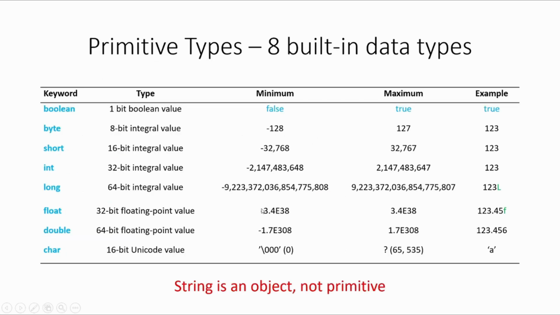All numeric values are signed, negative and positive. Character is unsigned, strictly positive. That's why character can go further beyond 32,000. Each Unicode value has a corresponding integral value.